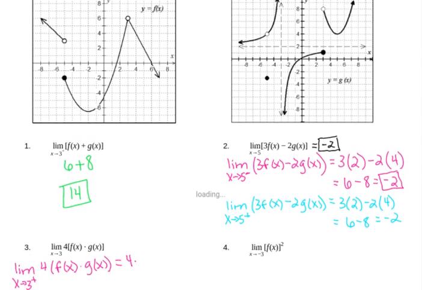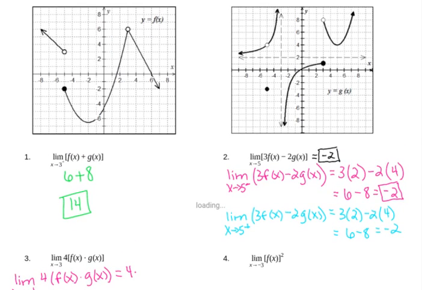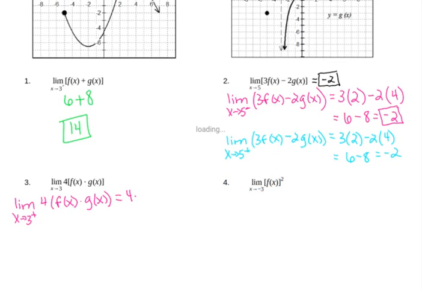So we want a right-sided limit as x approaches 3. So as x approaches 3 from the right side, we get 6. So we actually already did that part, right? We did that in question 1. And then 3 from the right for g of x is 8.